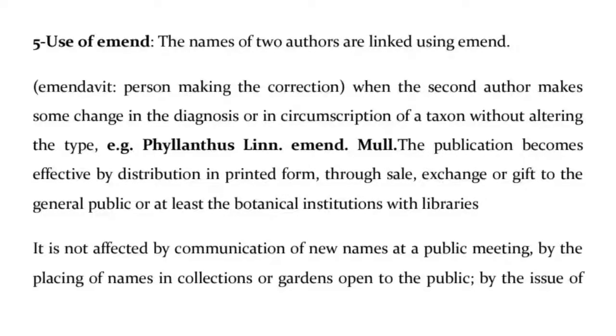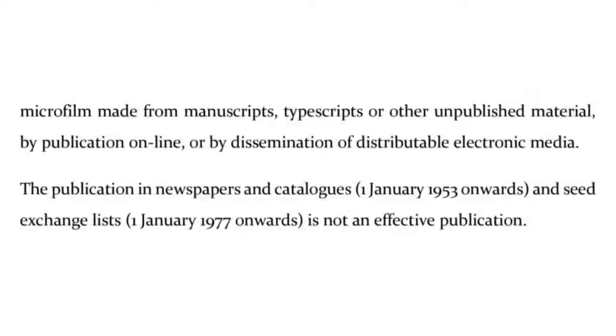It is not affected by communication of new names at a public meeting, by the placing of names in collections or gardens open to the public, by the issue of microfilm made from manuscripts, typescripts or other unpublished material, by publication online, or by dissemination of distributable electronic media. The publication in newspapers and catalogs from the 1st of January 1953 onwards and seed exchange lists from the 1st of January 1977 onwards is not an effective publication.